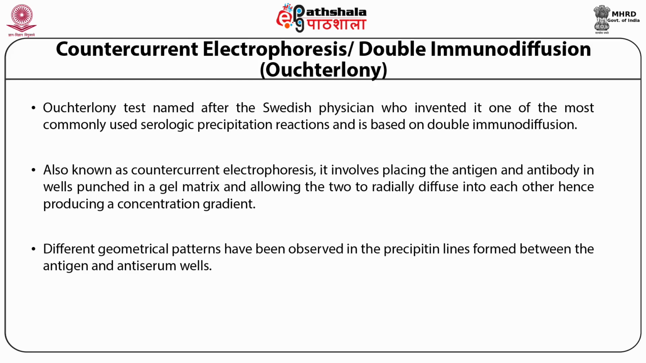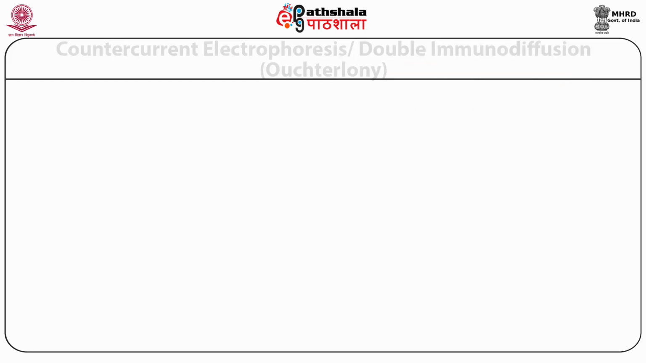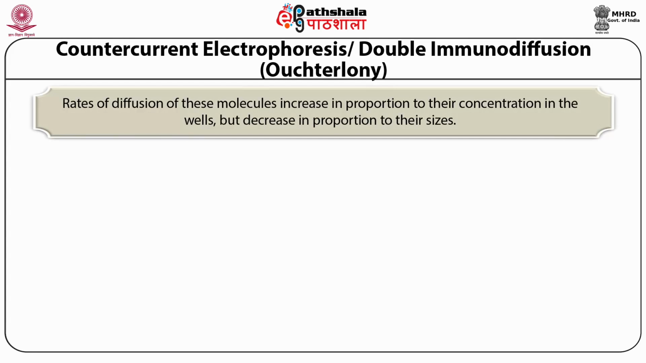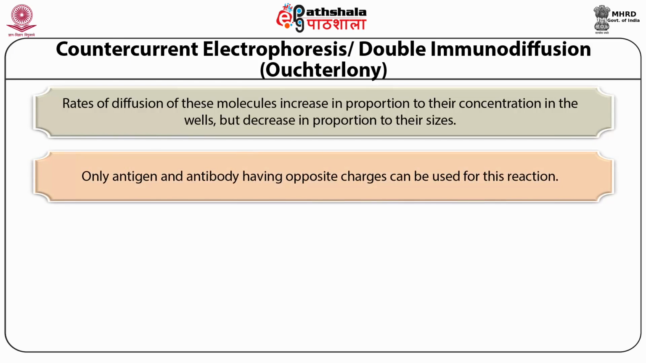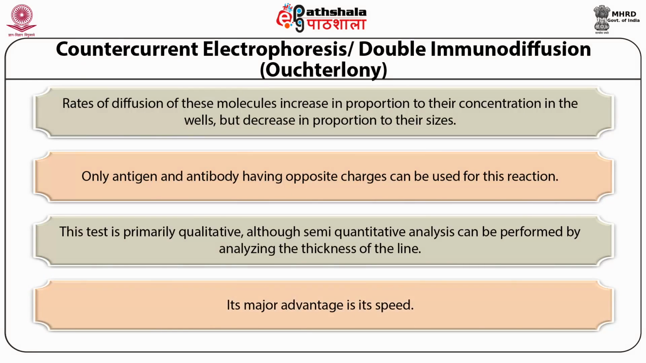Different geometrical patterns have been observed in the precipitin lines formed between the antigen and antiserum wells. The patterns of these lines are indicative of the amount of similarity or dissimilarity between the antigens. Rates of diffusion of these molecules increase in proportion to their concentration in the wells but decrease in proportion to their sizes. Only antigen and antibodies having opposite charges can be used for this reaction. This test is primarily qualitative, although semi-quantitative analysis can be performed by analyzing the thickness of the line. Its major advantage is its speed.